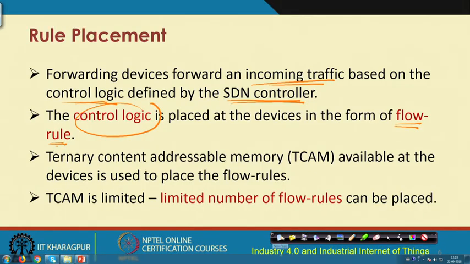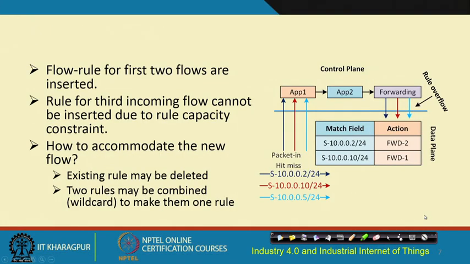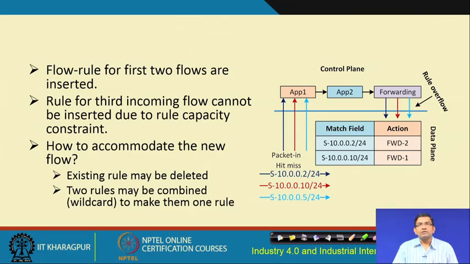So, let us now try to understand further how this TCAM and this flow rule placement is going to work together. What is this constraint all about, and we have to try to appreciate how this constraint is going to bring in these different issues which will have to be addressed.